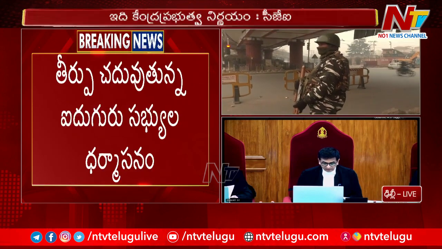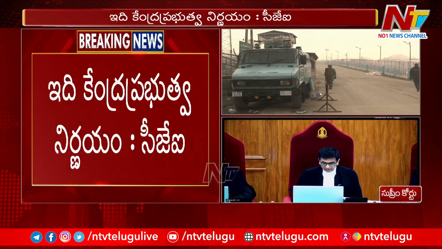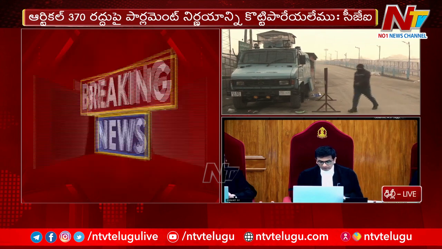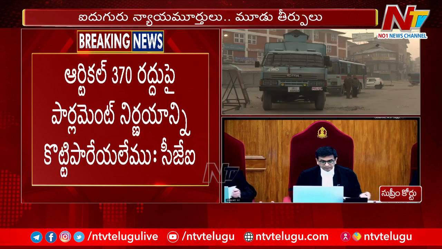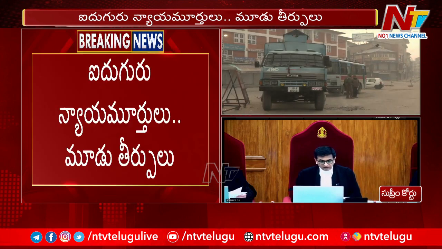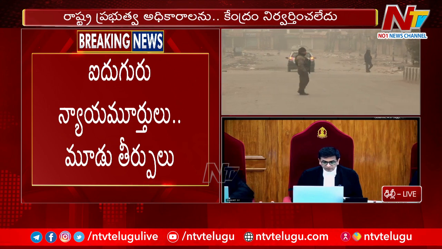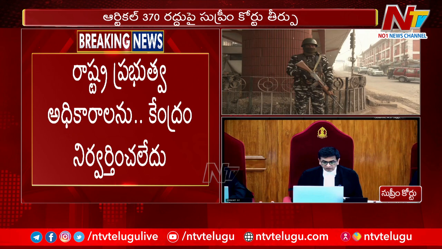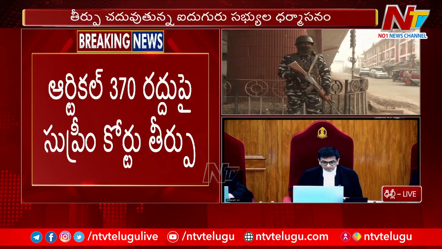One, whether Article 370 is a temporary provision, and two, the effect of the dissolution of the Constituent Assembly of Jammu and Kashmir on the scope of powers under Clause 3 of Article 370. We have held that Article 370 is a temporary provision on a reading of the historical context in which it was included. Article 370 was introduced to serve two purposes.